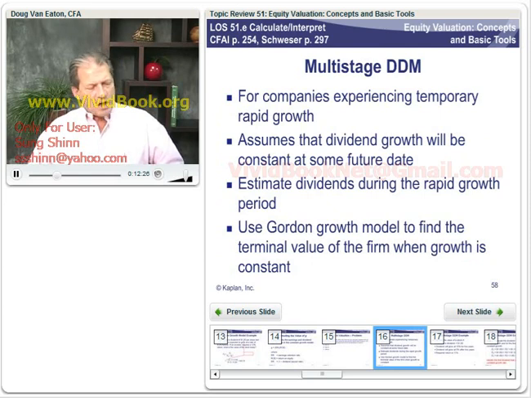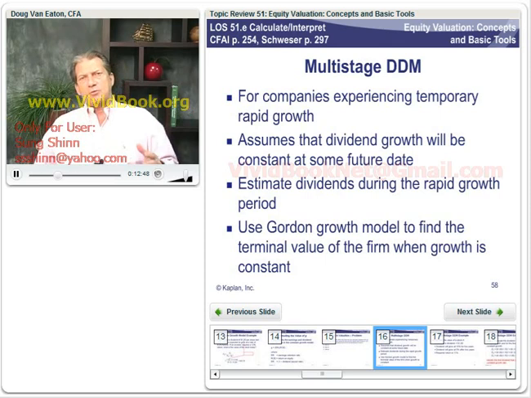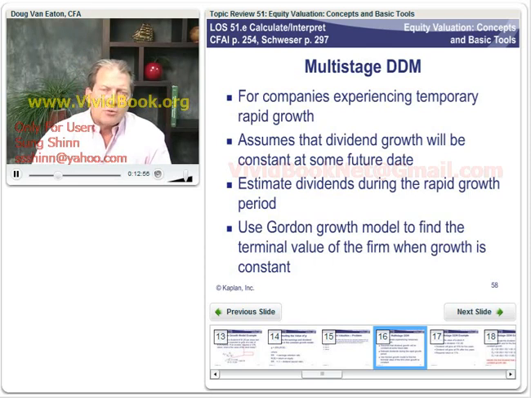Now, that's for constant growth, and often we'll find a firm that's undergoing rapid growth now, but we don't expect that to go on forever. At some point, the firm's growth will slow down to the growth rate of the overall economy or even go into decline. But we're going to assume that there's a fast growth period and that after that, dividends grow at some constant rate for the foreseeable future. So how do we solve this now?